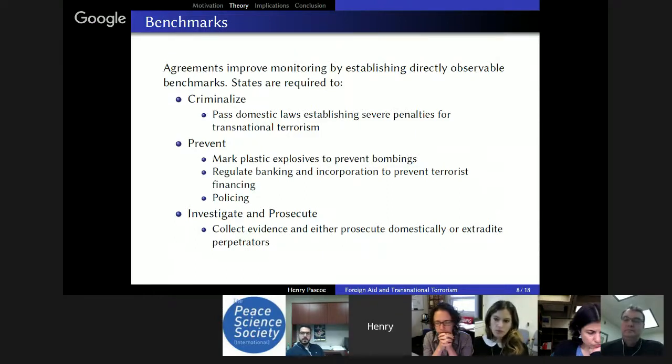For instance, the UN Terrorist Financing Convention requires that states pass domestic laws criminalizing the financing of transnational terrorism, that they implement banking regulations, and that they investigate and prosecute suspected terrorist financing.